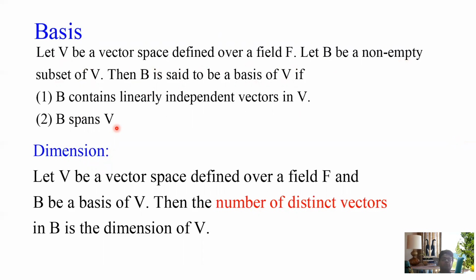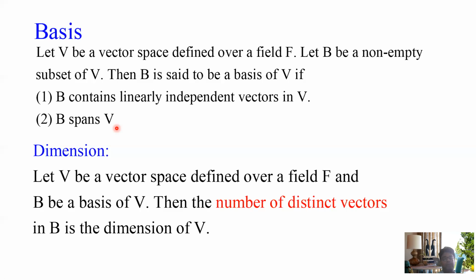First you have to prove that your set of vectors B is linearly independent, and that your set of vectors B can express each and every vector of V, that is, B spans V. If you can prove that these two conditions are satisfied, then only you can say the set of vectors B is a basis of V.